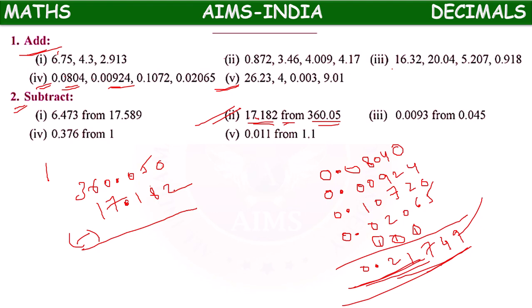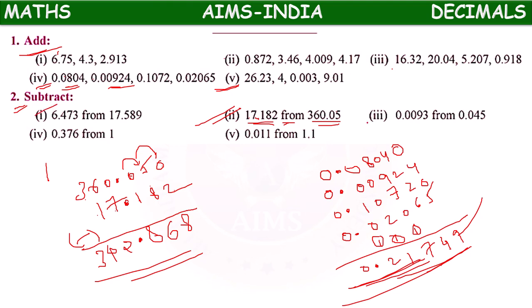From 0 we cannot remove 2. We can take 1 borrow. From 10, 2 goes means 8. Here 4 will be there. We cannot subtract. 1 borrow. 14 will be there. From 14, 8 goes means 6. Here 9 will be there. In 9, 1 subtract means 8. Decimal below decimal. Already we have taken 1 borrow. Here 9 will be there. From 9, 7 goes means 2. Here 1 borrow means 5 will be there. 5 minus 1, 4. Here 3 will be there. Like this we can do the subtraction.